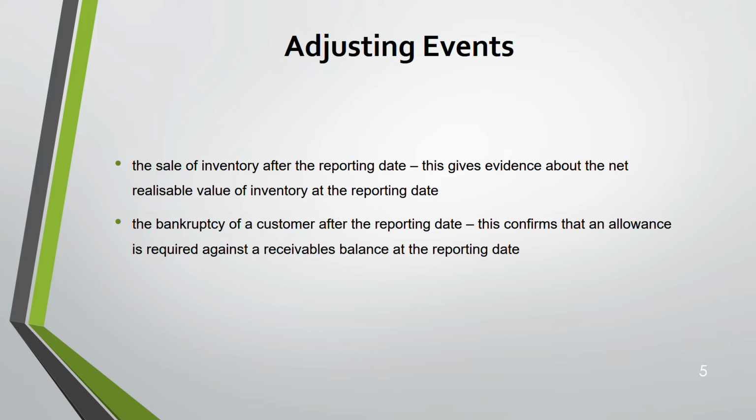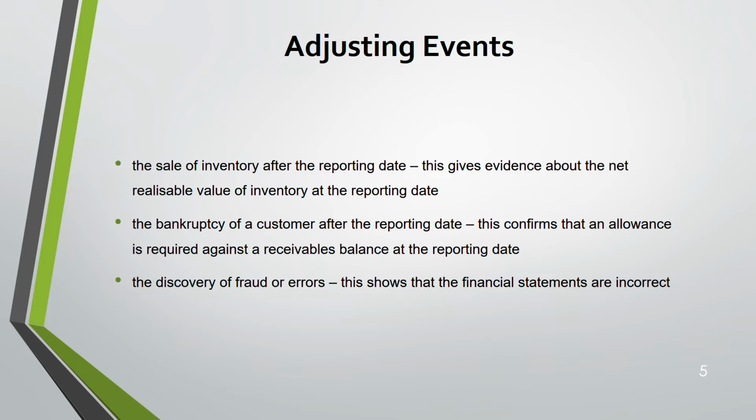That's an adjusting event. Why? Because it confirms that an allowance is required against a receivable balance at the reporting date, isn't it? Third, any discovery of fraud and error, it's an adjusting event because that means your financial statements are incorrect. It can have a material impact. That means your going concern assumption can have an impact.